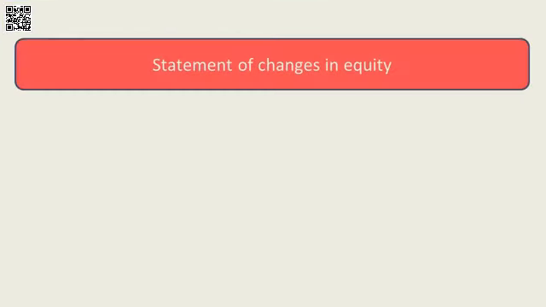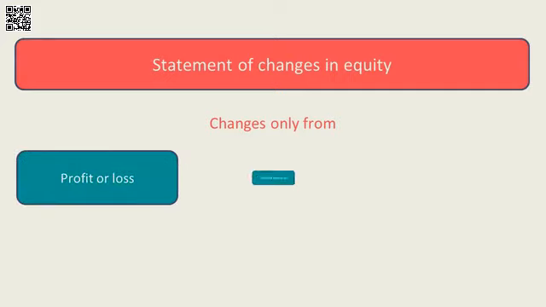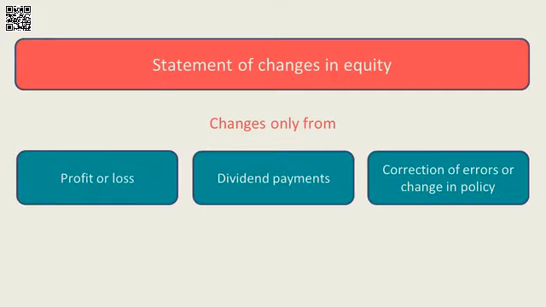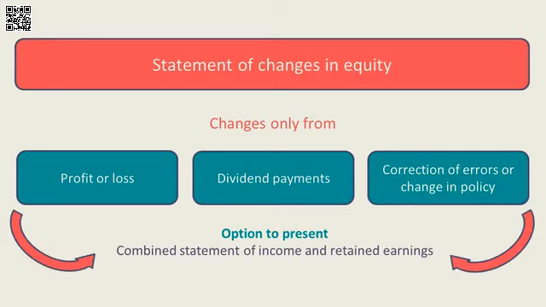In the statement of changes in equity under IFRS for SMEs, if the only changes to the equity during the period are from the profit or loss, payment of dividends, correction of prior period errors, or changes in accounting policy, a combined statement of income and retained earnings can be presented instead of both a statement of comprehensive income and a statement of changes in equity.